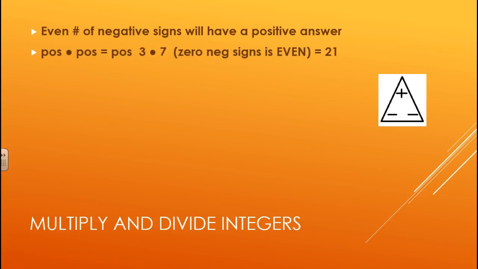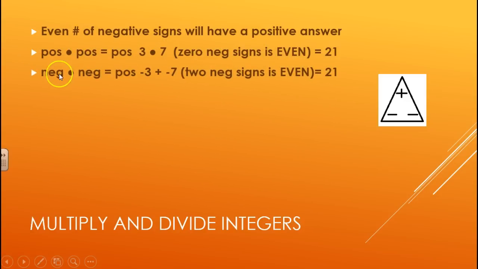Multiplying and dividing of integers. If you have an even number of negative signs, you will have a positive answer. So a positive times a positive, a positive. 3 times 7. Zero negative signs is even. So you're going to have a positive answer because that's an even number of negative signs.